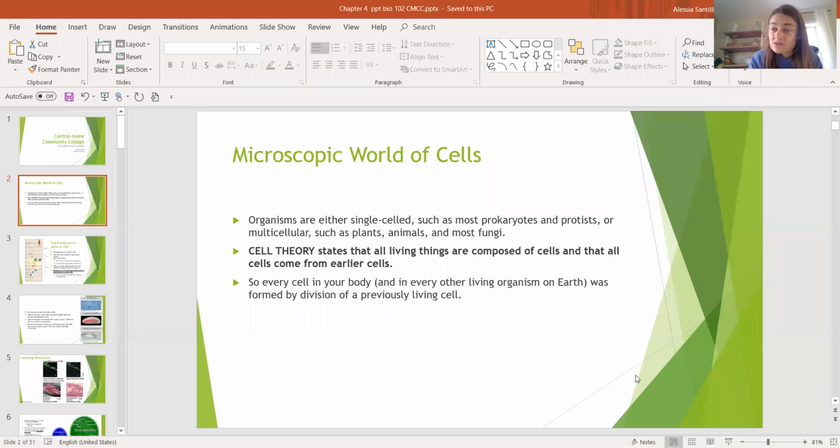So organisms are either single-celled. These organisms include things like prokaryotes. Prokaryotes is basically a category that includes things like bacteria and archaea. And it also includes certain protists. Single-celled protists include things like single-celled algae and just funny little weird critters that we find in things like ponds. Or organisms can also be multicellular, in which case they're plants, animals, and most fungi as well. So every cell in your body and every other living organism on Earth was formed by a division of a previously living cell. This is also what the cell theory states.